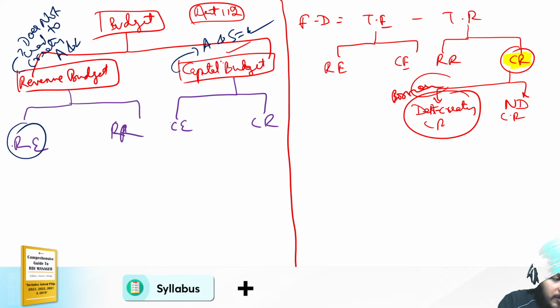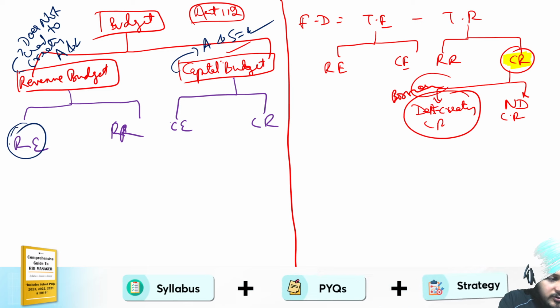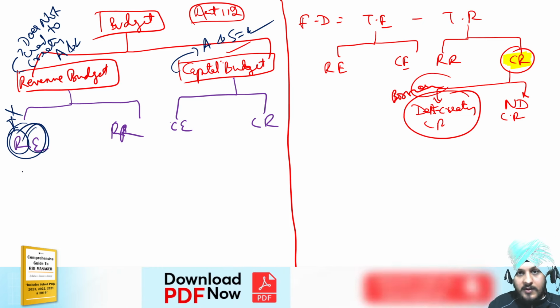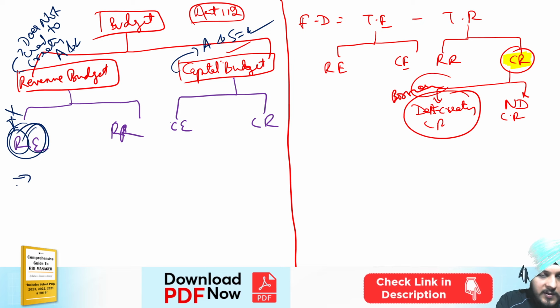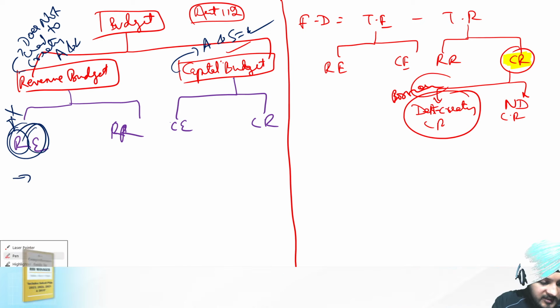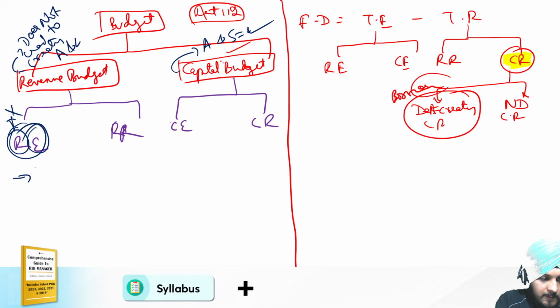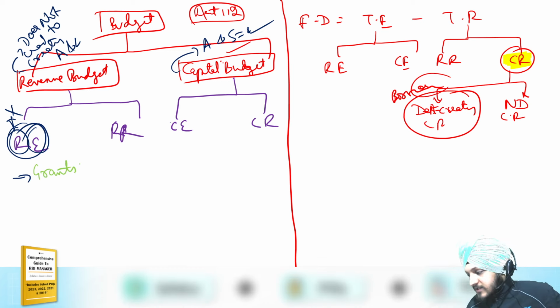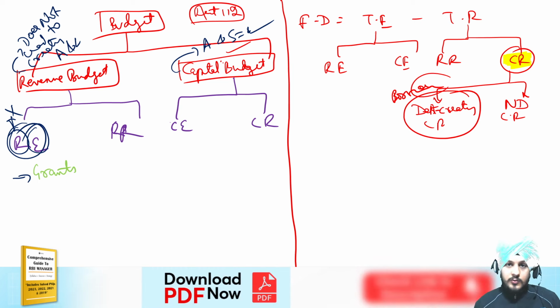When we talk about the revenue expenditure, revenue means does not lead to creation of assets and liabilities, and expenditure means the spending of the government, the outflow of money. So what could be such examples? Let me change the ink. The examples can be such as the grants given by the government, let's say the grants given by the central government to the state government.